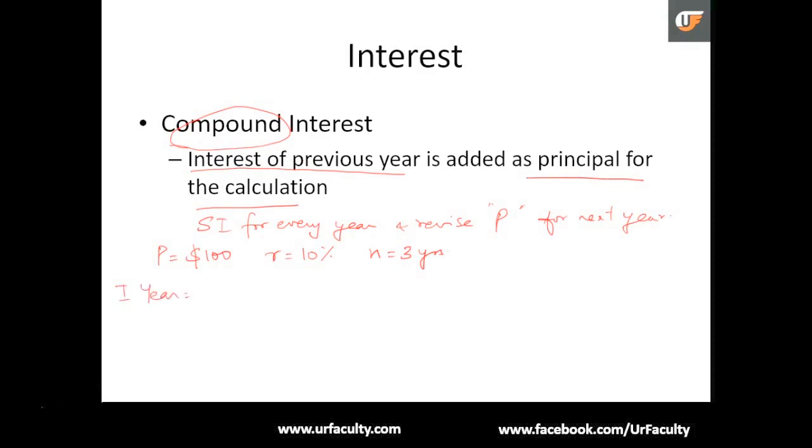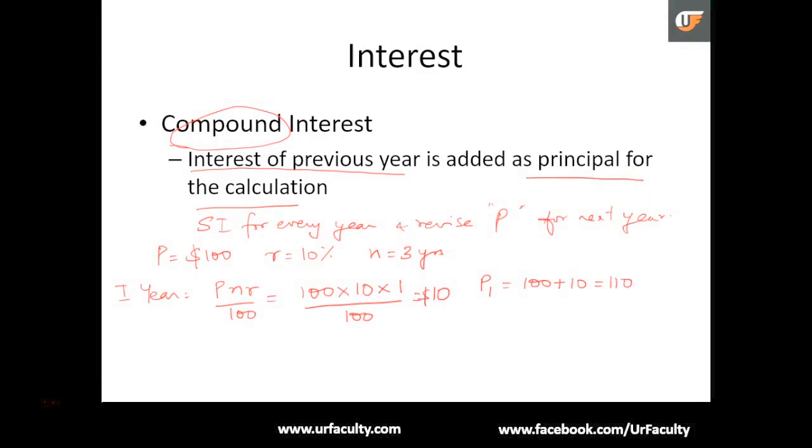At the end of the first year, what do you get if you do PNR by 100? You get 100 into 10, and here n is equal to 1 because we are doing it for every year, 1 by 100. And what do you get? You get 10. You get $10 as interest. And now the new principal for the next year is the principal of the previous year, which was 100, plus the interest from the previous year, which was 10, which is basically 110.